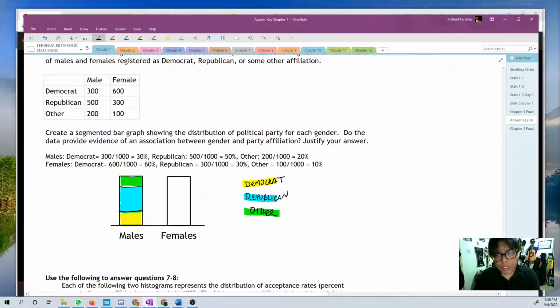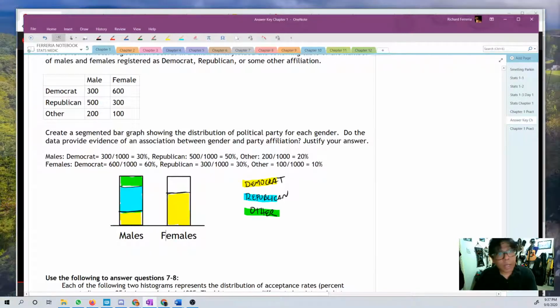And then we're going to do the exact same thing for the females, only this time we're going to do 60% Democrat. And then we're going to do 30% Republican. And then 10% other. So here are the segmented bar graphs.